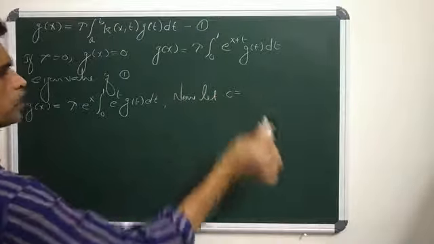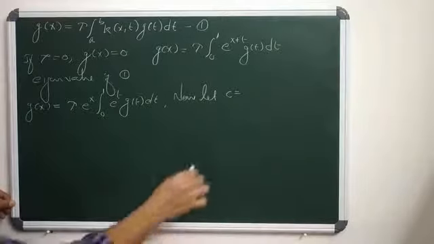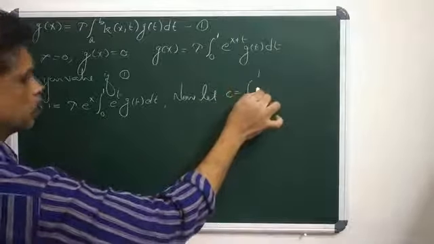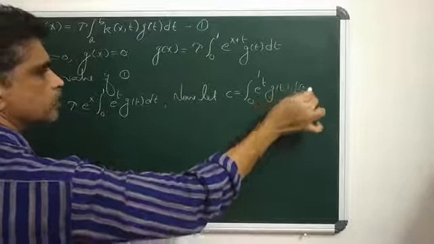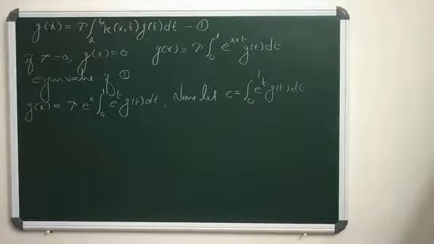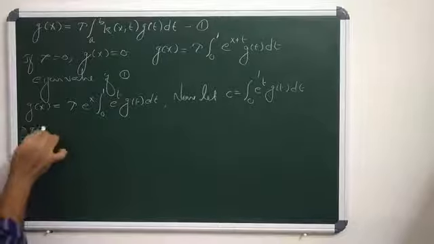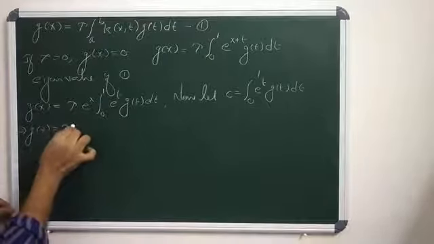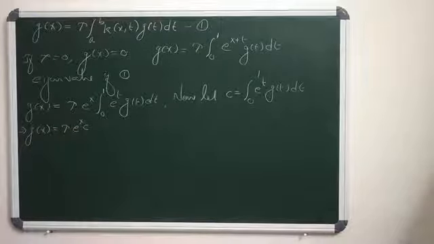Now let c equal the integral from 0 to 1 of e^t g(t) dt. So what is g(x)? That means g(x) = lambda e^x times c, that is, lambda c e^x.